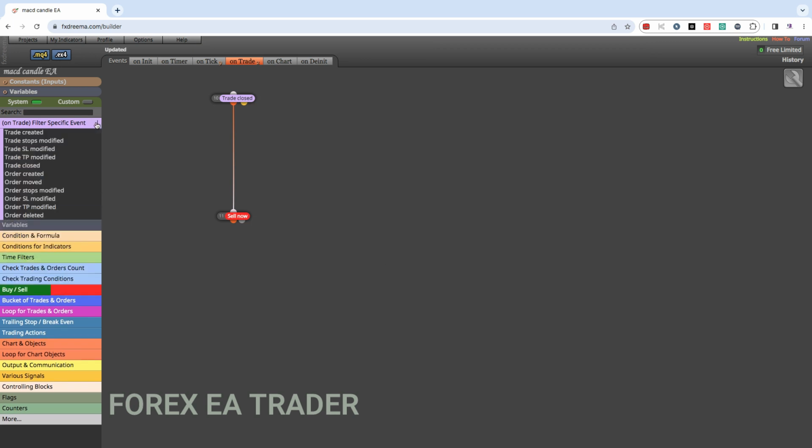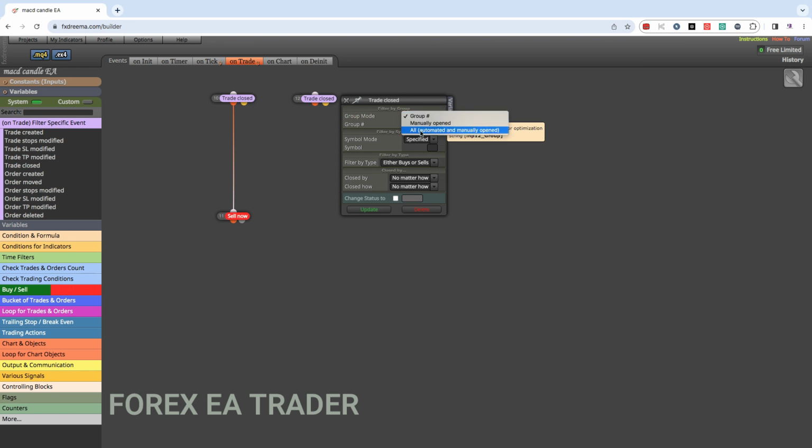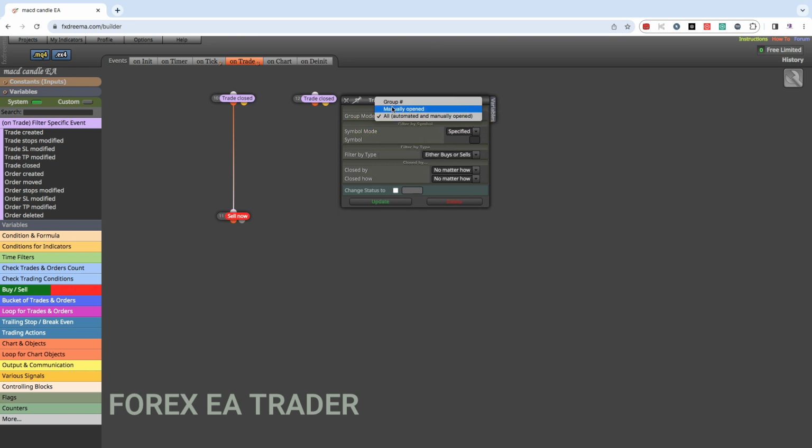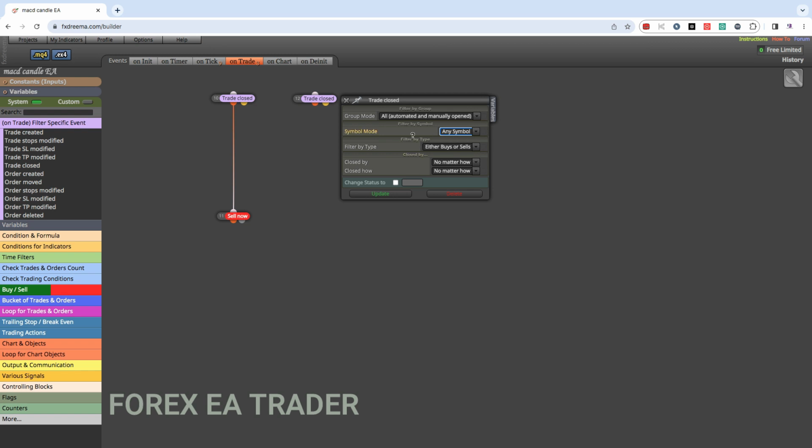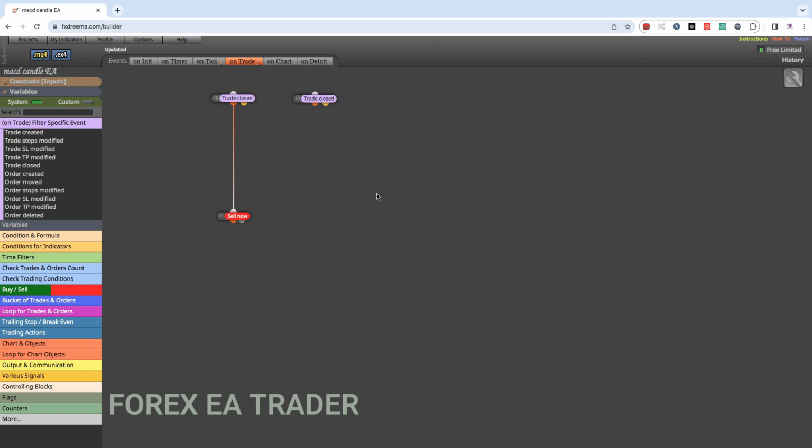We come back here and we say our trade is being closed, and we double click again, and we are going to say all of our trades, or again choose what you want to do. And symbol, we can say any symbol, whatever symbol that we are trading the robot on. And here we're going to say sales. So let's say our sales have been closed by what? By stop loss. Well, no matter how it was closed, we just keep it no matter how, and we are going to just update. And what are we going to do?